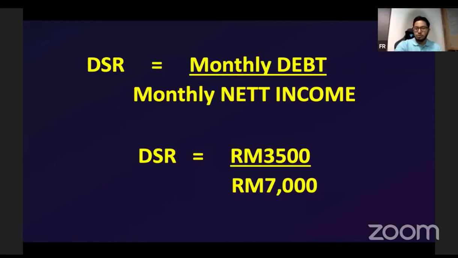So kalau you guna contoh ni, hari ni you ada kereta, you ada personal loan, rumah satu, hutang you 3,500. Gaji bersih you lepas tolak EPF dengan tolak PCB dengan tolak SOCSO 7,000. So maksudnya kat sini DSR you adalah 50% buat hari ini. Right? So tu maksudnya. Berapa peratusan hutang bulanan versus pendapatan bulanan.